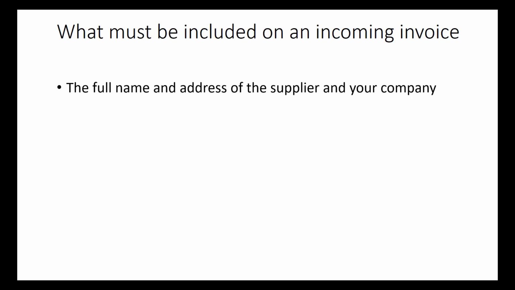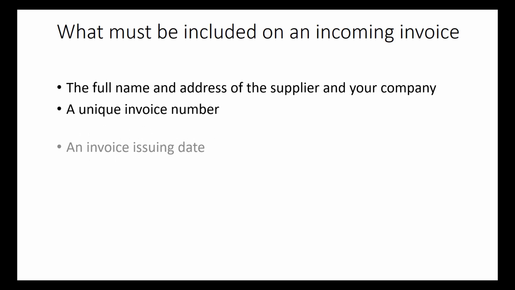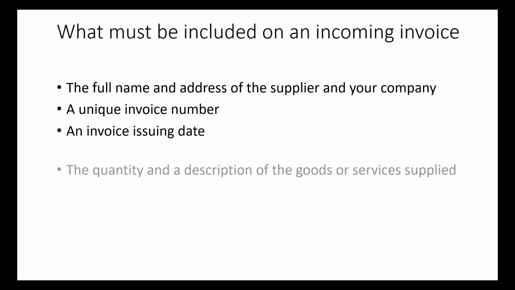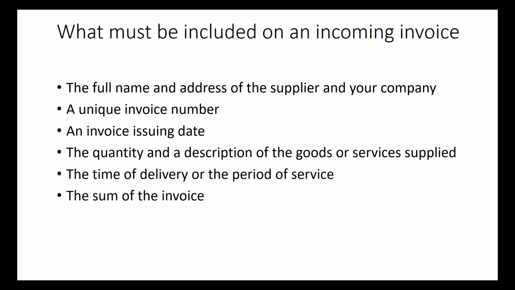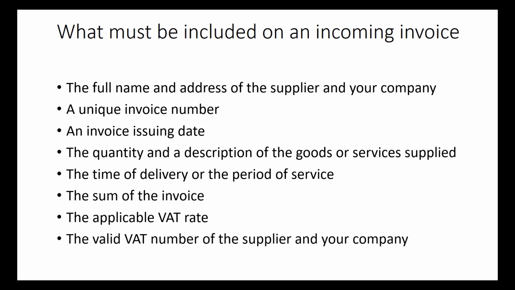So, what should be included in your incoming invoice? The full name and the address of the supplier and your company, a unique invoice number, an invoice issuing date, the quantity and description of the goods and services supplied, the time of delivery or the period of service, the sum of the invoice, the applicable VAT rate, the valid VAT number of the supplier and your company.